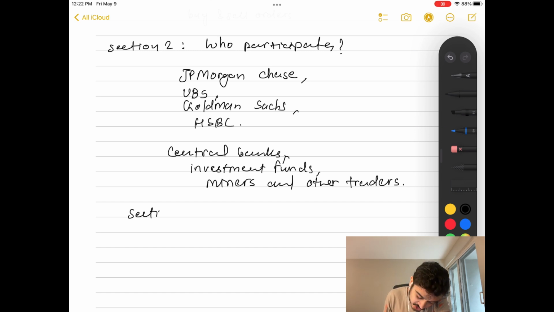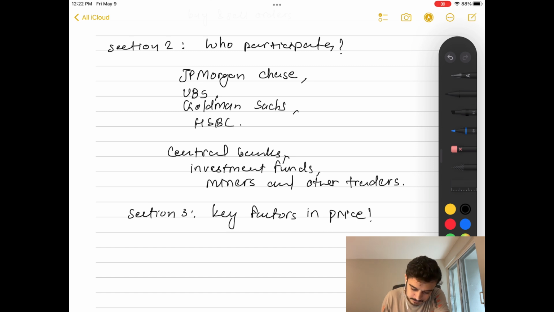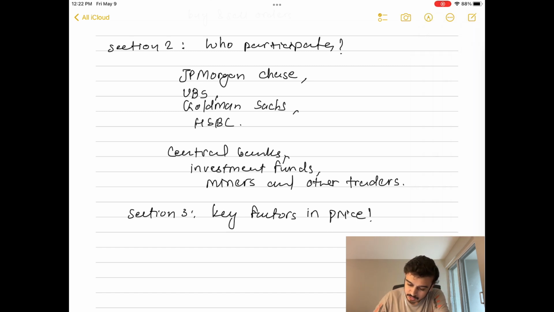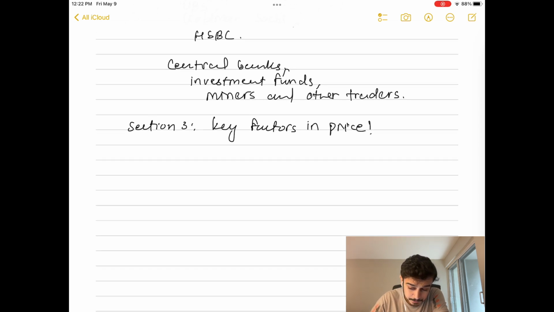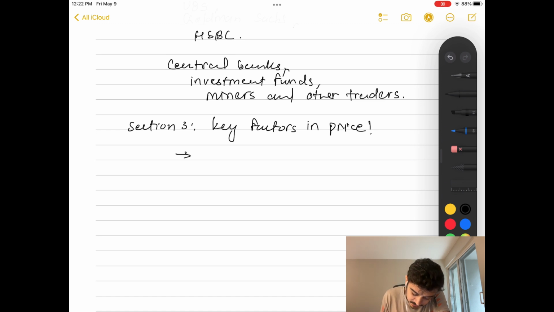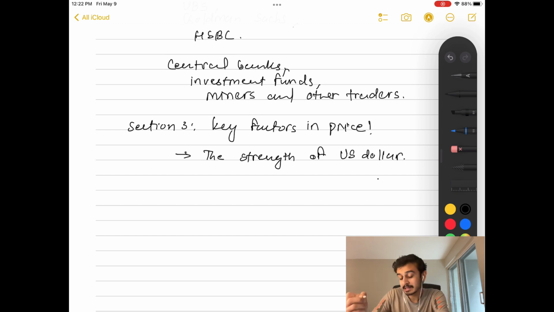Now, we will see in section 3 the key factors in price, like how price fluctuates based on what factors. So there are several such factors based on which the price of gold fluctuates. First thing first, it's the strength of the US dollar. As we all know, trade between different countries mainly happens in US dollar because it's a global currency and also well known. So the price of gold mainly depends on the strength of the US dollar.